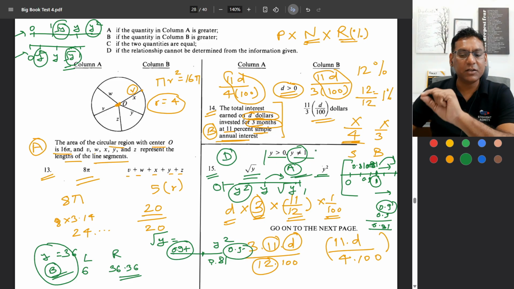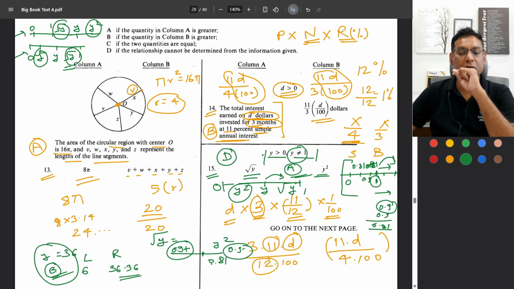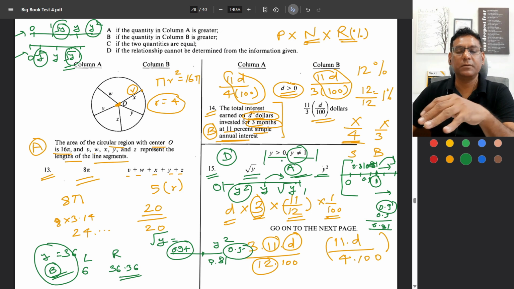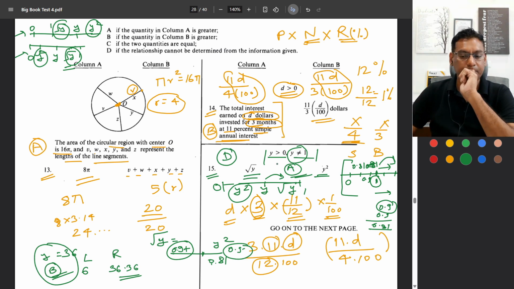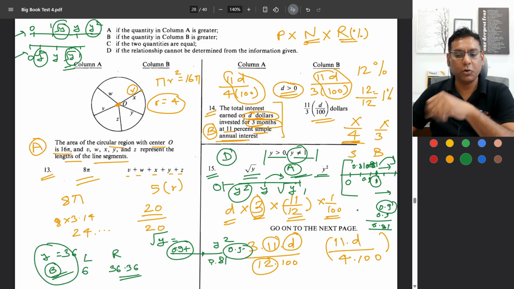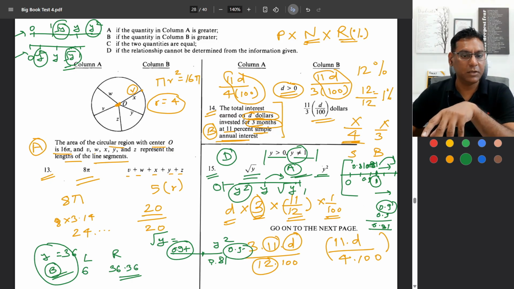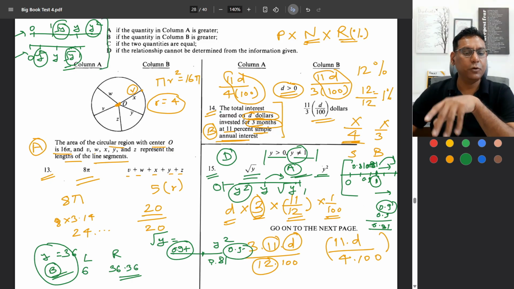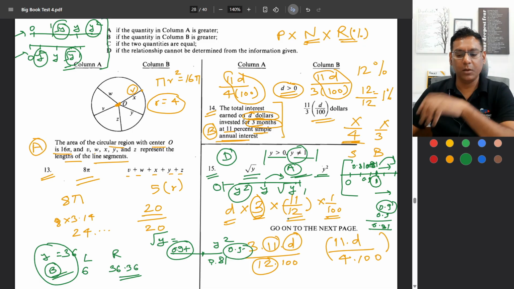This exact concept we have seen in the other big book also. I think that was also a quantitative comparison question, very similar to this. Maybe in question test 2 or something, right? And I had explained the same concept there also, this whole diagram. Okay, so be mindful of that. Okay, let's move on.